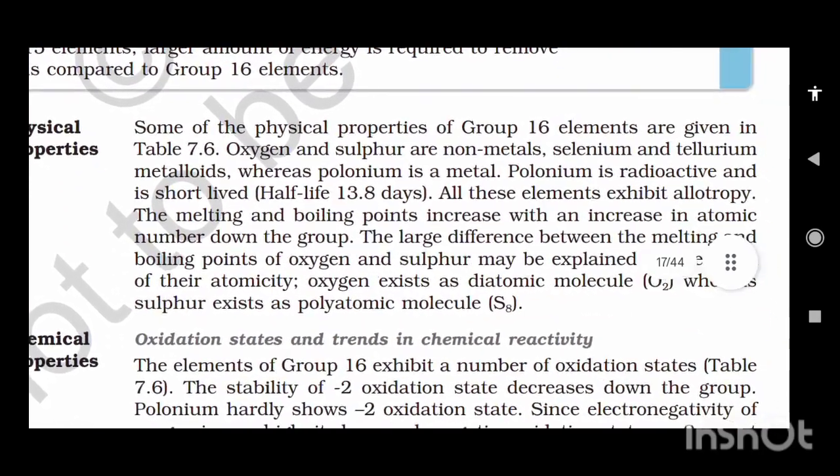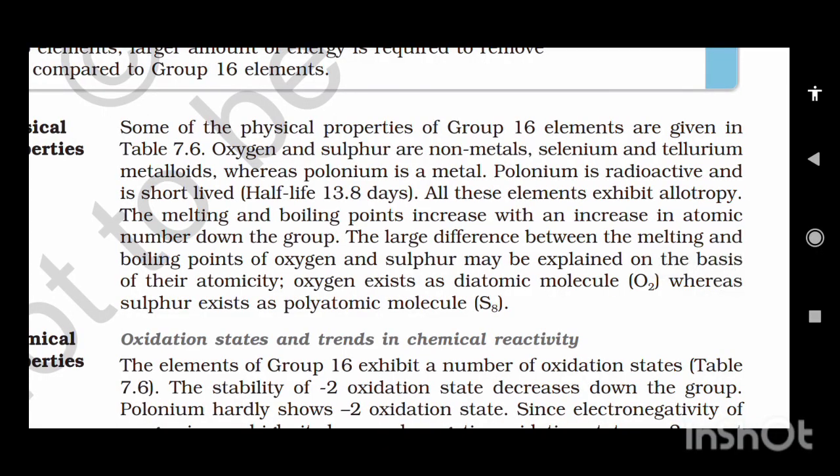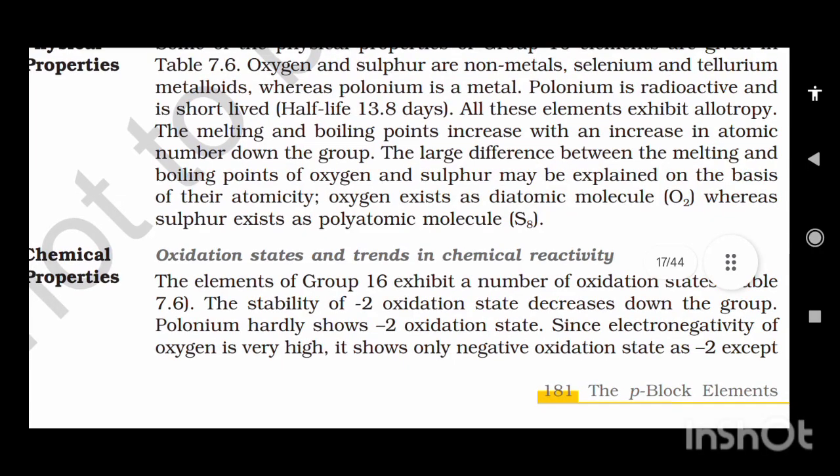This implies that the metallic character increases from oxygen to polonium. Physical properties: some of the physical properties of group 16 elements are given in the table. Oxygen and sulfur are nonmetals. Selenium and tellurium are metalloids, whereas polonium is a metal. Polonium is radioactive and short-lived. All these elements exhibit allotropy. The melting and boiling points increase with an increase in atomic number down the group. The large difference between the melting and boiling points of oxygen and sulfur may be explained on the basis of their atomicity. Oxygen exists as diatomic molecules, whereas sulfur exists as polyatomic molecules.